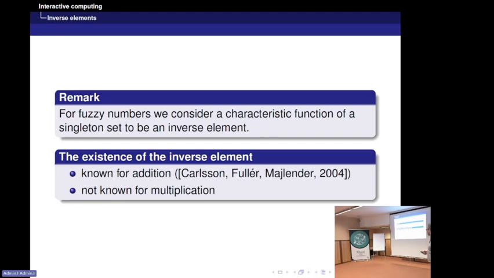For the inverse element, we need a candidate for an inverse element. So we take a characteristic function of some inverse element. For addition, it's the characteristic function of 0. For multiplication, the characteristic function of 1. As far as known results, it was known for addition that we can have this joint possibility distribution such that there is an inverse element for every fuzzy set, but it's not known for multiplication. It was kind of surprising.